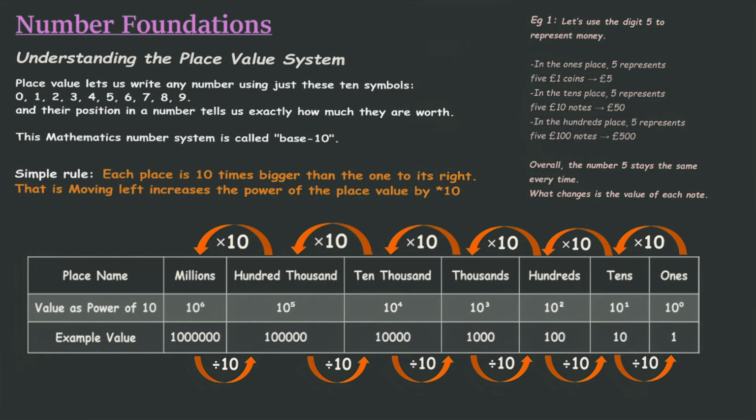Let's put this into perspective with something we all use, money. Think about the digit 5. In the ones place, it's just 5 1-pound coins, that's 5 pounds. Move it one spot left to the tens place, it becomes 5 10-pound notes, that's 50 pounds. One more jump to the hundreds place, and those same 5 digits represent 500 pounds. The digit 5 never changed, but its position changed its entire value. That is the power of position.